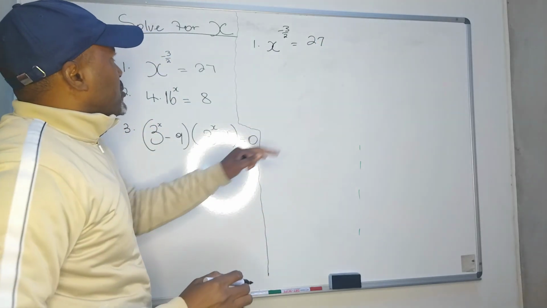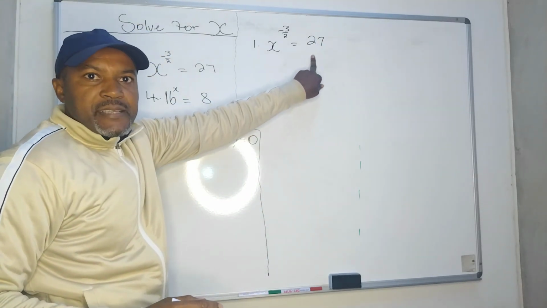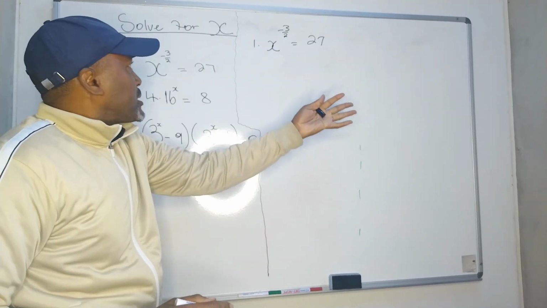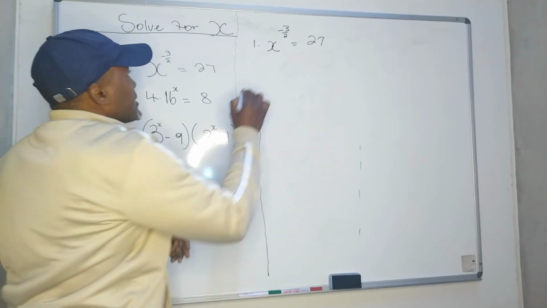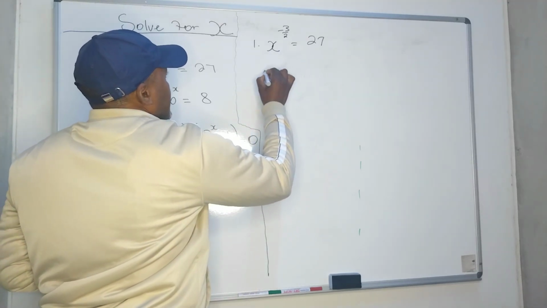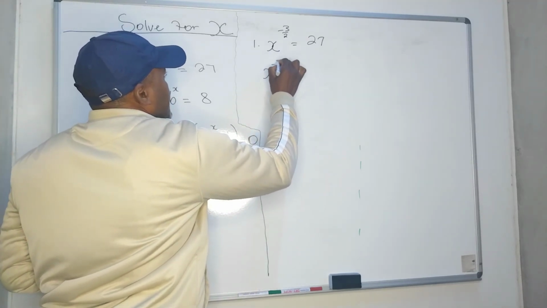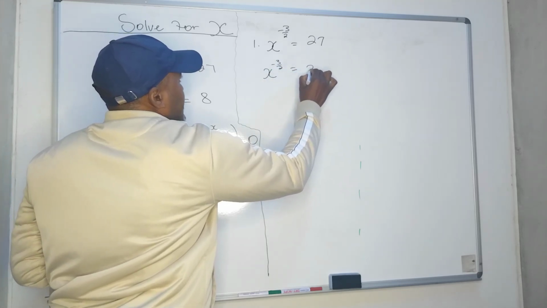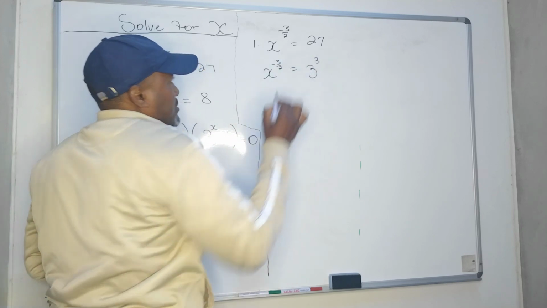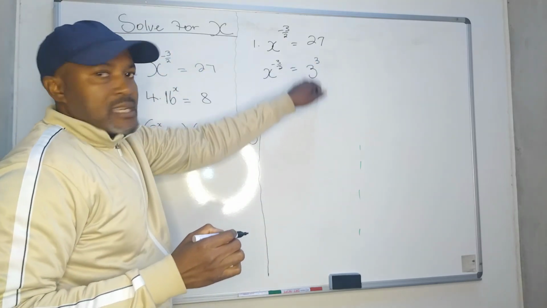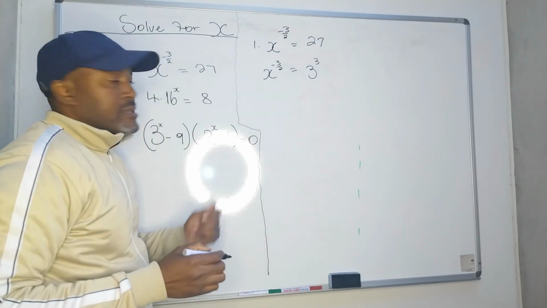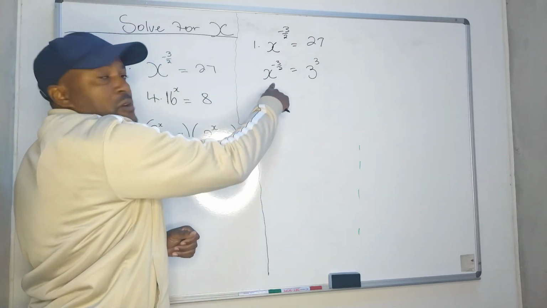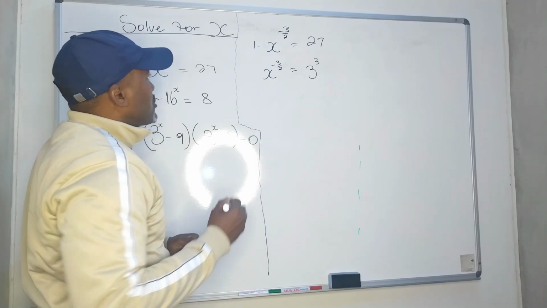Here you need to change your 27 to be a base raised to something. We know that 27 is 3 raised to 3. x raised to -3/2 is equal to 3 raised to 3. It will give you the same result. Now, we were asked to solve for x. So how are we going to solve for x?